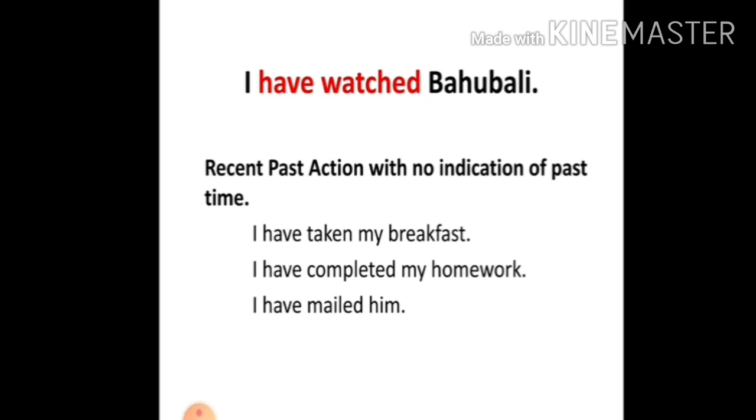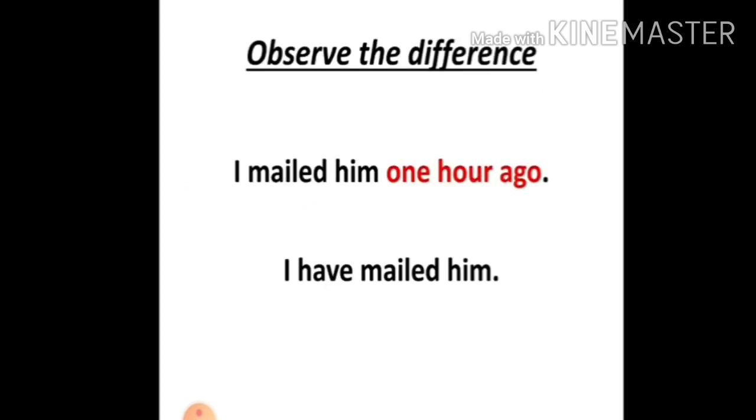Now observe the difference. I mailed him 1 hour ago, and I have mailed him. So what is the difference between these two sentences? In the first sentence, there is a past indication of time. 1 hour ago is the time that indicates when the action got completed. So I have a past indication of time here. So I have used only V2, that is mailed.